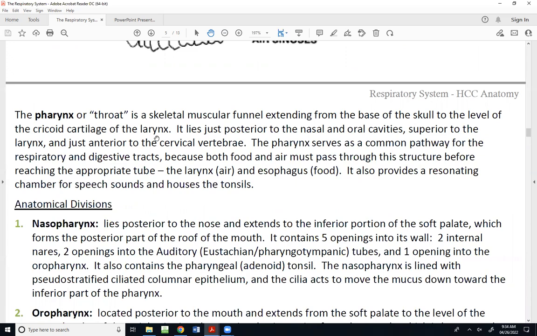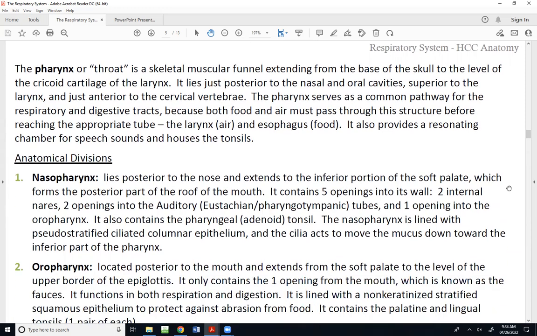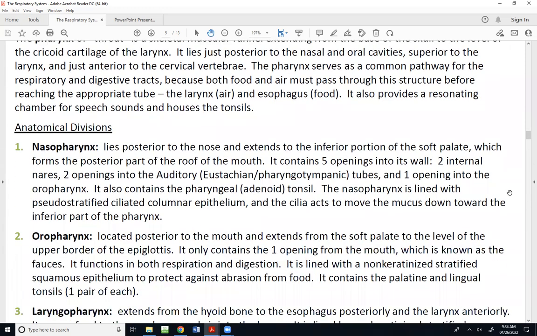Okay, location is just posterior to the nasal and the oral cavity, so it's just behind the nose and behind the mouth. Oral cavity is a fancy word for your mouth. It's superior to the larynx, and then just anterior to your cervical vertebrae, which are those small vertebrae in our neck. So that's its location.